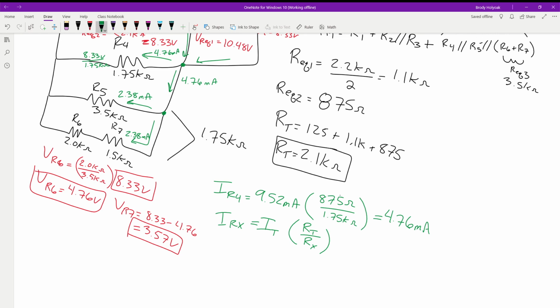So what's our current going through R6? 2.38. Because these two guys are in series, so they're going to have the same current. And we can go back through it and double check. You take your 2.38 milliamps times your 2 k ohms. That's going to give you 4.76 volts, or thereabouts, depending on how you round it off.